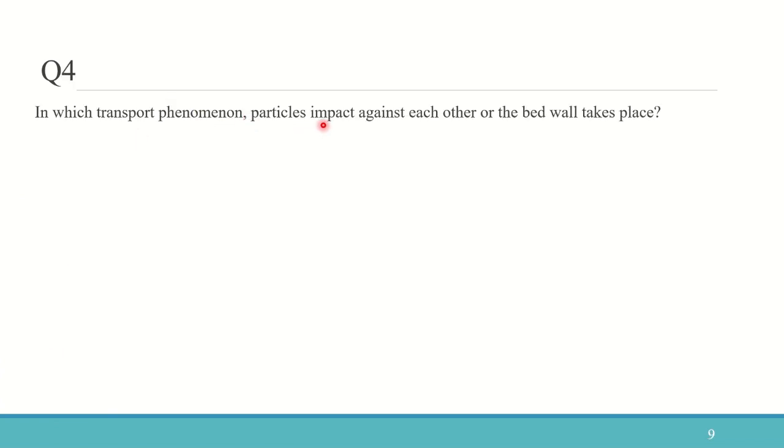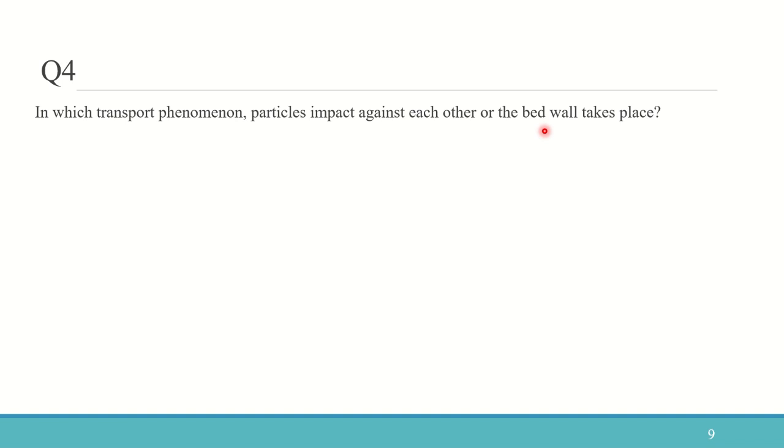Transport phenomena, particles impact against each other or the bed wall takes place. So in which transport phenomena do particles impact against each other or the bed? So here the question is regarding the transport phenomena. In that particular transport phenomena, what is happening? The particles are impacting against each other or even with the wall of the column or the bed. So that is happening in which transport phenomena is the question.